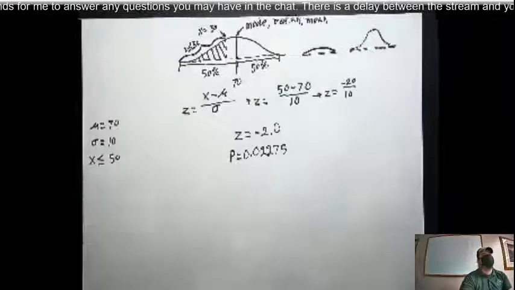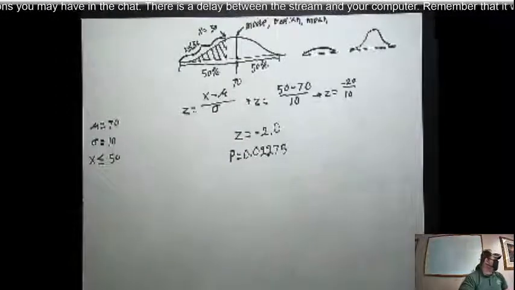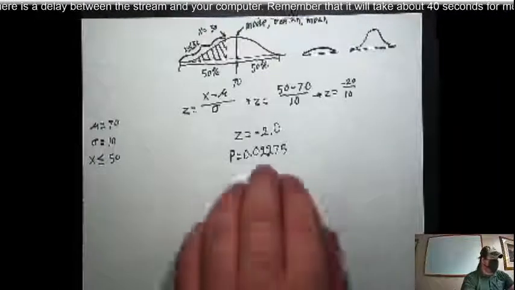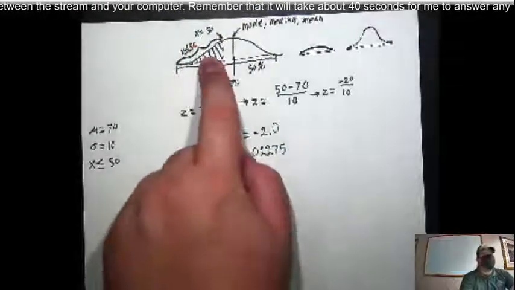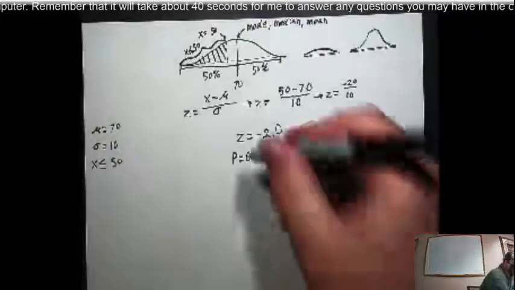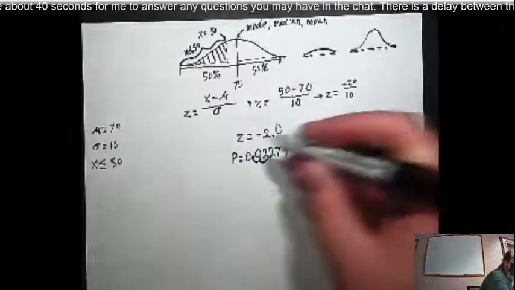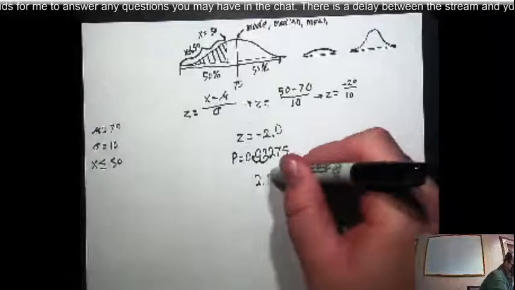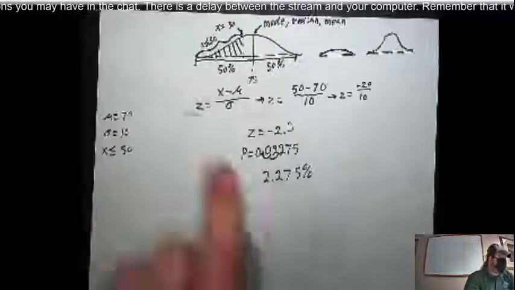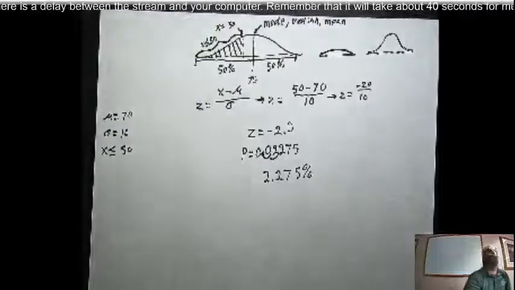So what that gives us is the probability that if we just select a data point at random from our set of data, this is the probability that that data point will fall in this area somewhere. Now, of course, we can make this into a percent by just moving this decimal twice to the right. And that gives us 2.275%. So this percent says that 2.275% of our data is in this area.